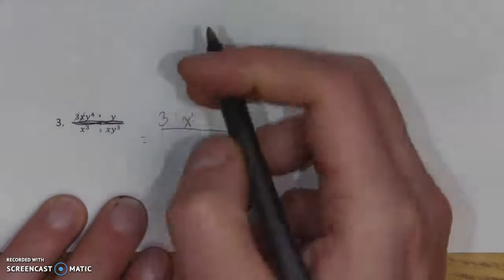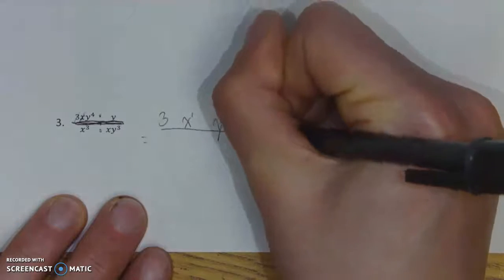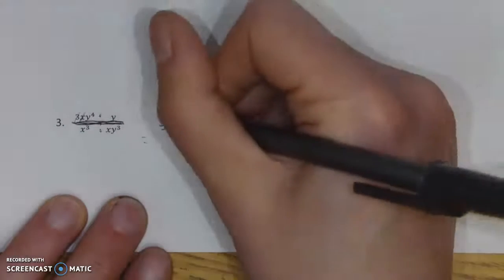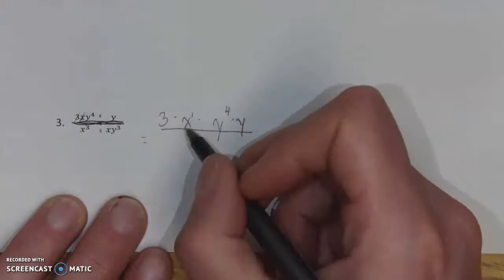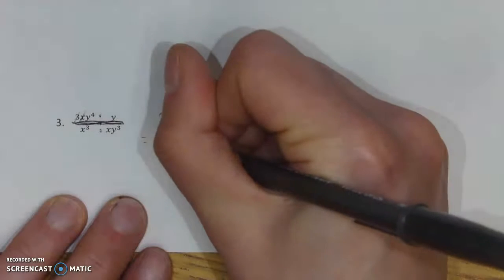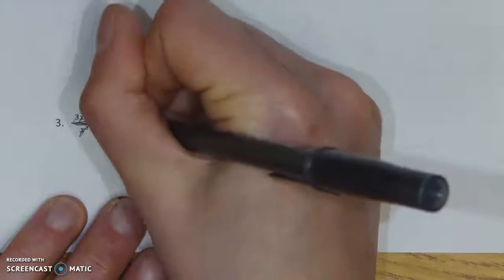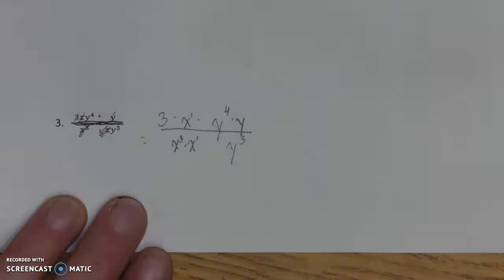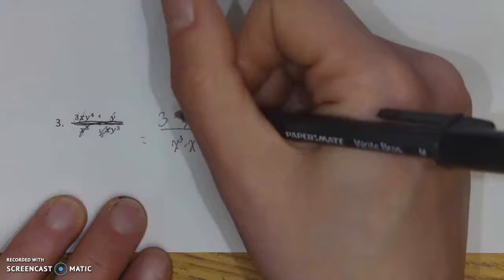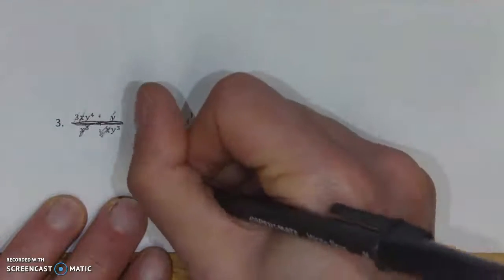And I'm going to organize those y's, so I have y to the 4th times y at the end. Along the bottom, I have no coefficients, so I'm just going to leave an open space there. By the x's, I have x to the 3rd and an x to the 1st. And when it comes to y's, I've got a y to the 3rd. I can now simplify each of these pieces. 3 isn't being divided by anything, so it's just going to stay at the top.